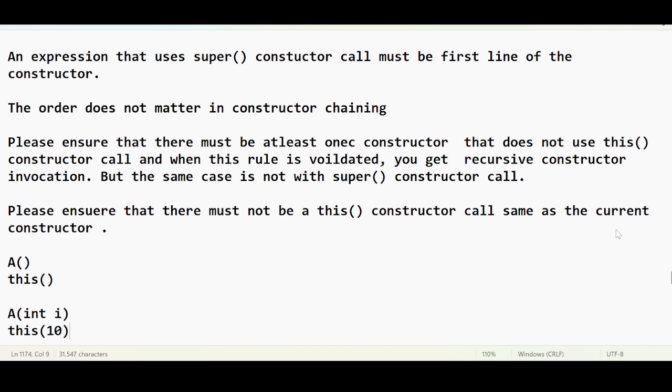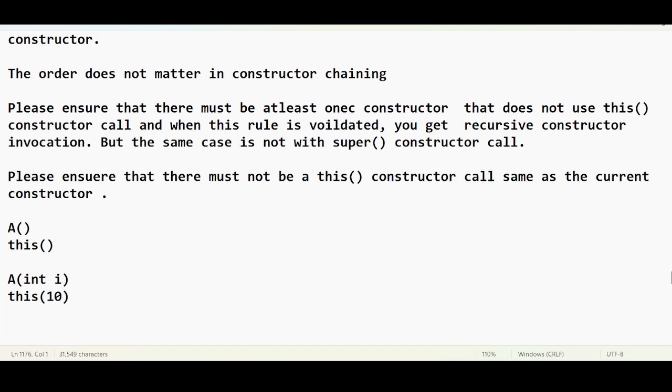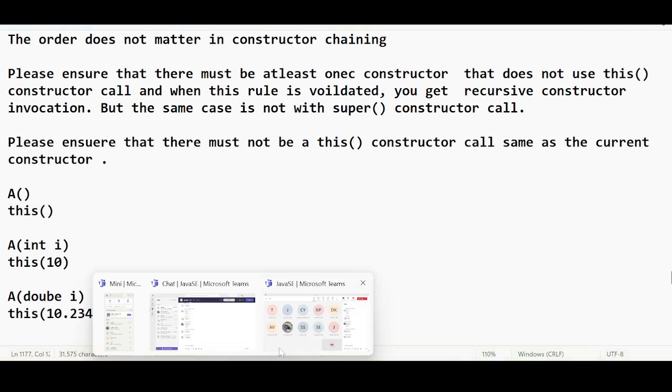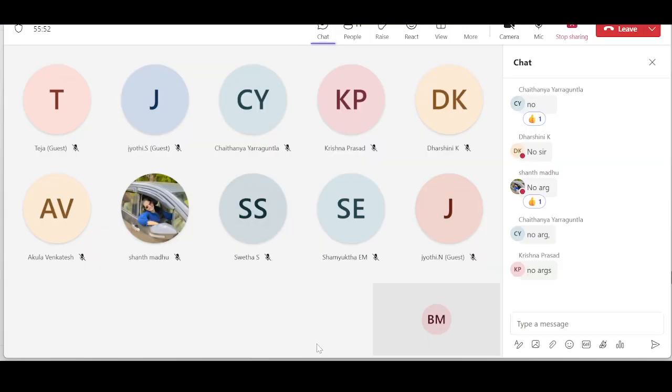When you do so, what happens? You are invoking the recursive constructor invocation. We have a constructor that is accepting double as a parameter. You cannot have the double constructor call. Making sense, everyone? These are the rules. This is how the rules are defined.